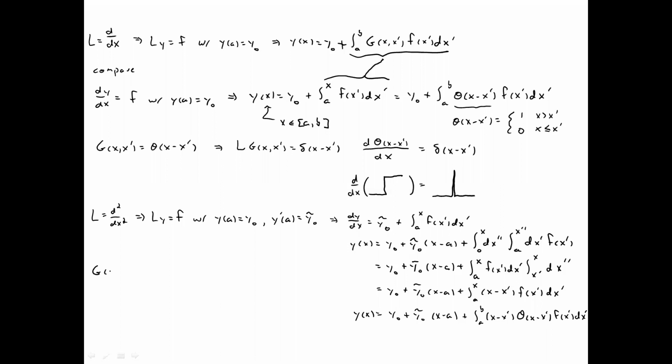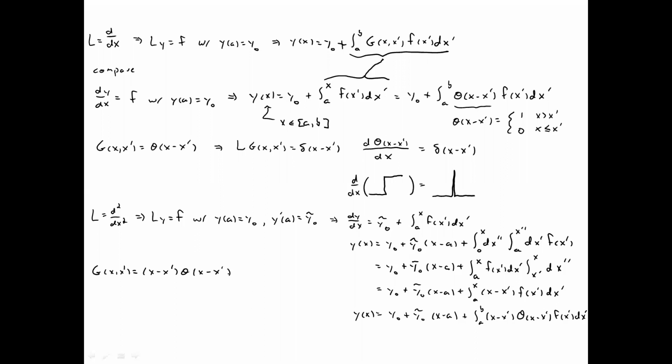Therefore, what is g of x, x prime in this case? Danny. Danny's not on. Okay, well, we'll try Jacob. So it should just be x minus x prime times theta. Or is that right? Yes, sorry, I was looking on my paper to figure out where the solution was, and I was right. Okay. Yeah, so x minus x prime times theta of x minus x prime.